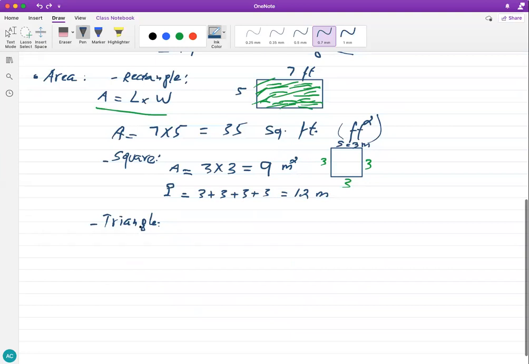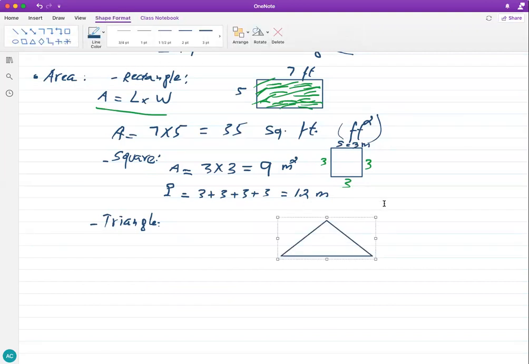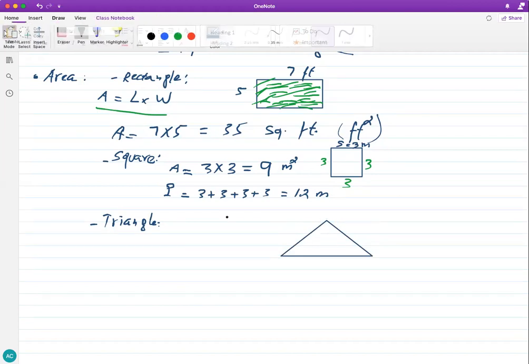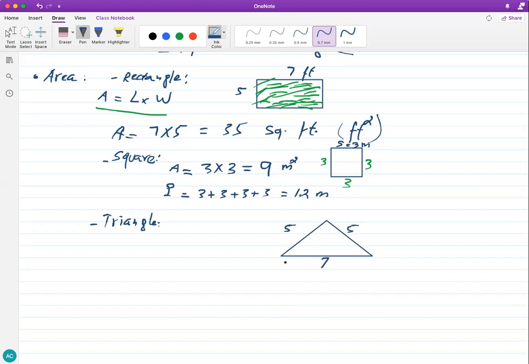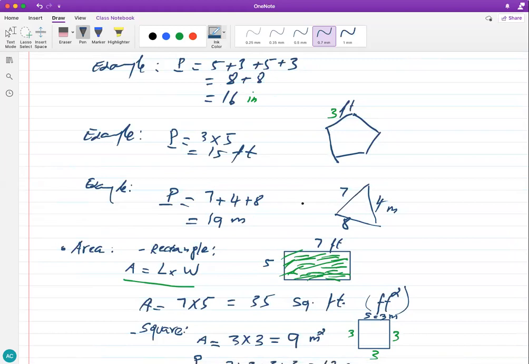Okay, triangle. So square, now let's do triangle. So we're going to insert a triangular shape. Luckily, I have one here. All right. So this is a triangle. It has 3 sides. Let's say we have maybe 5 here, 5 and 7. And we're going to try to find the area, or the perimeter. We already did the perimeter here. But when you have a triangle, just add all of them to find the perimeter.